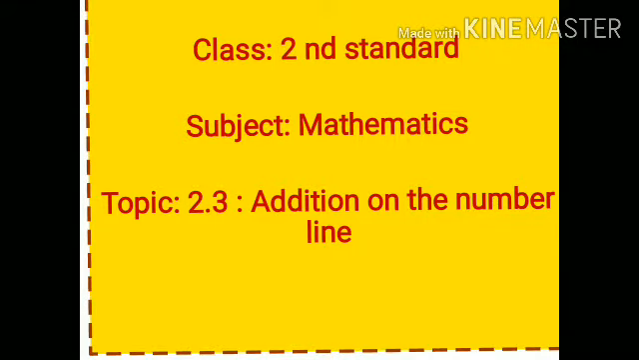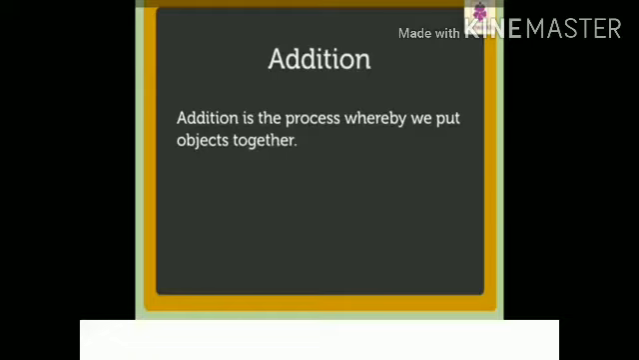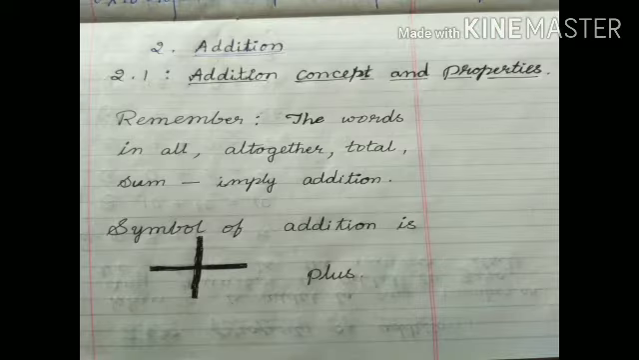Class 2nd standard, subject mathematics, topic addition on the number line. Addition, we already learnt in the previous class. Addition is the process where we put objects together. We also learnt the addition concept and properties. The words in all, altogether, total, sum imply addition. And we also learned that the symbol of addition is plus.